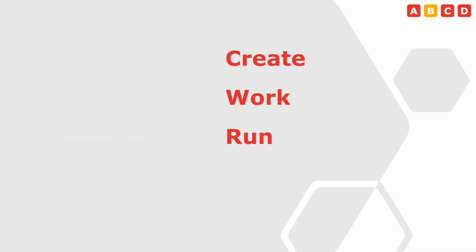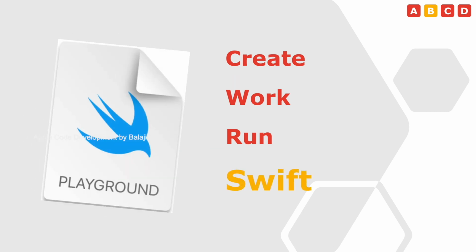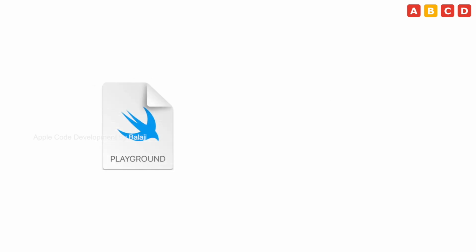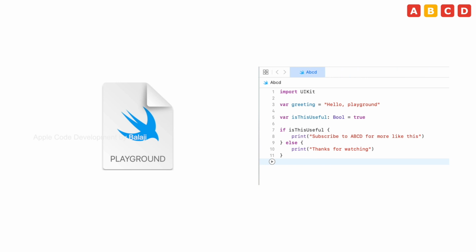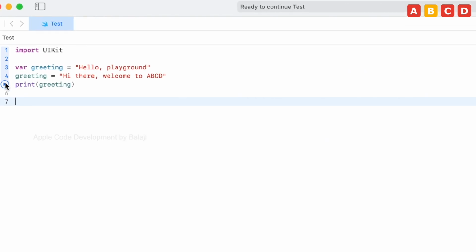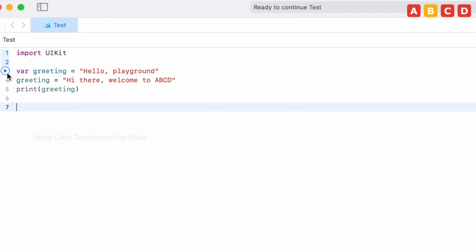In this video, we will see how to create, work and run Swift code in the Xcode Playground. Xcode is an app development tool that's provided by Apple, and the Playground is not a project, it's a lightweight file and easy-runnable platform for Swift. Here we can see the output for each line. Okay, let's see how it works.